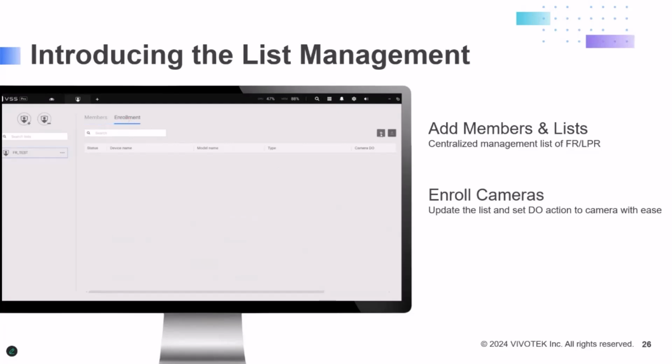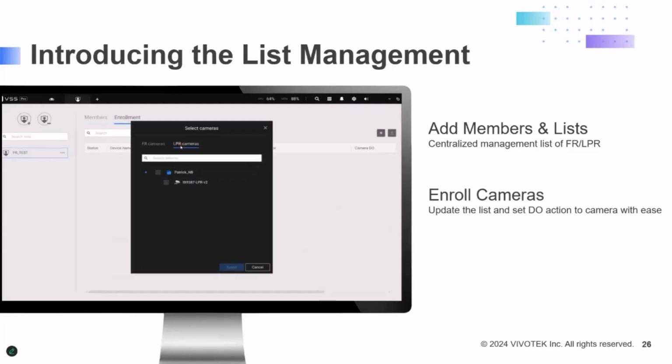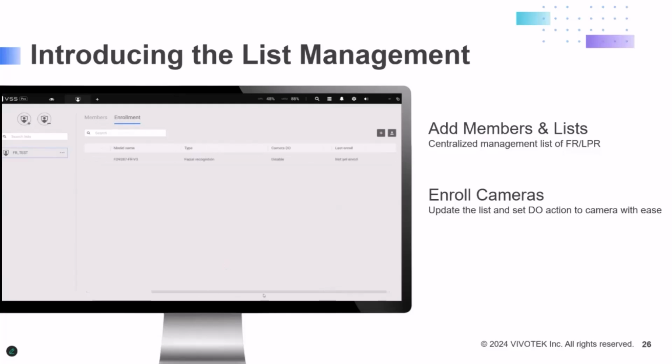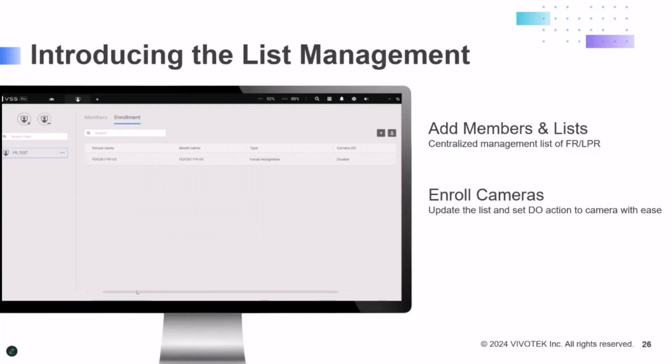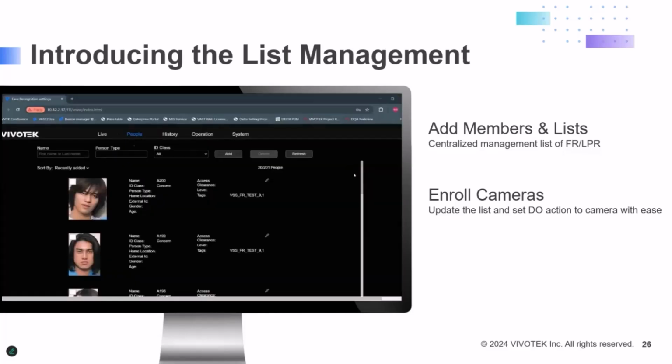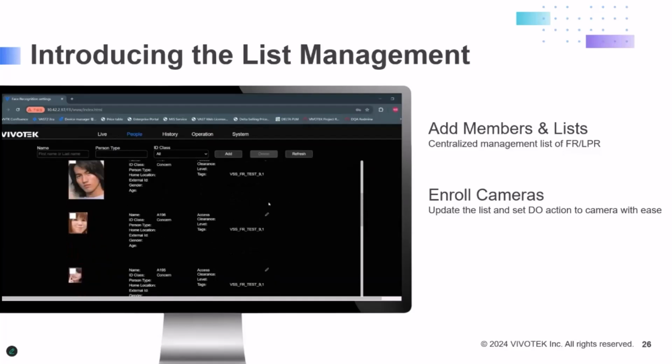This allows our list to be applied across multiple cameras seamlessly. So we just find our camera, go ahead and upload our list, and then we're going to wait for that status check mark. Now, if we go to the FR Cameras web interface, we could see that the list has already been uploaded to that camera.